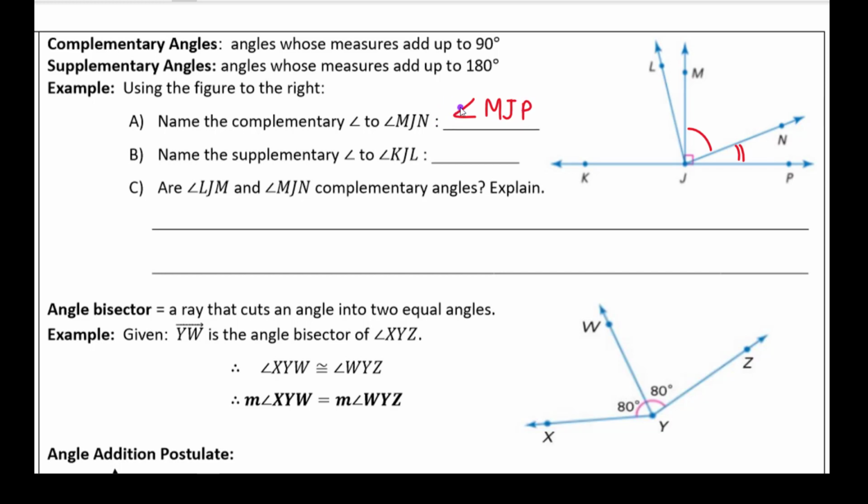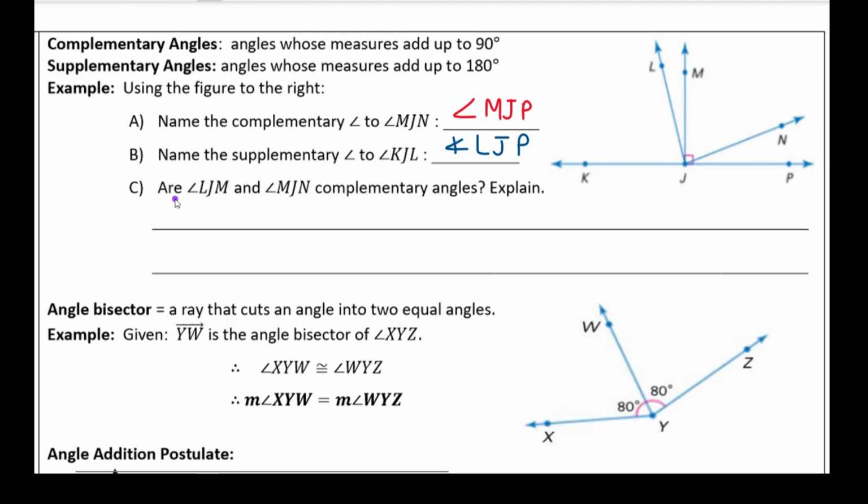Very well. Now, let's go ahead and name the supplementary angle to KJL. KJL would be this angle right here, and we're looking for something that supplements that. If you remember, supplementary means 180. So that means this will be this angle right here, and the name of that angle is LJP. It starts at L, J, and P. Very good. Now, let's go ahead and erase this.